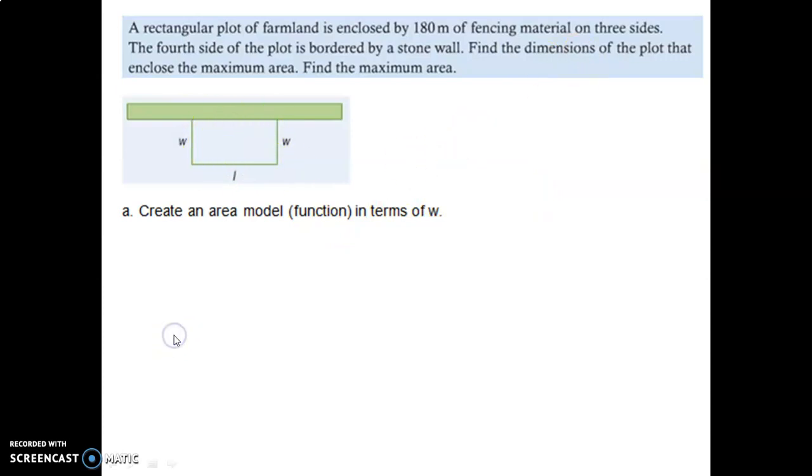Okay, the area of a rectangle is simply length times width. But that is not a function in terms of W. This is a function for area in terms of L and W. So we want to basically reduce this so it only has W on this side as a variable.